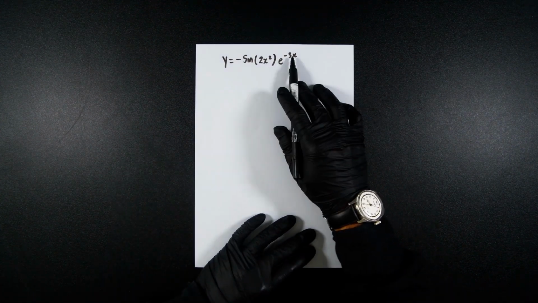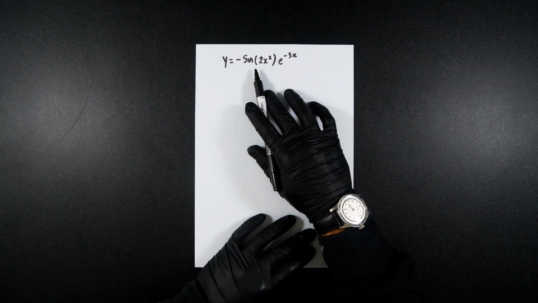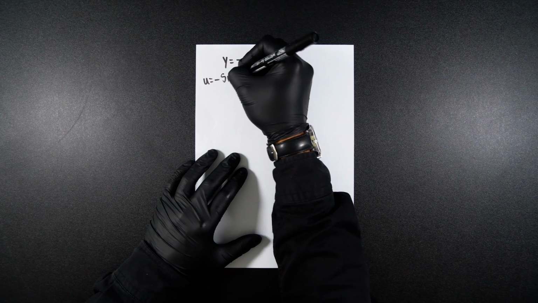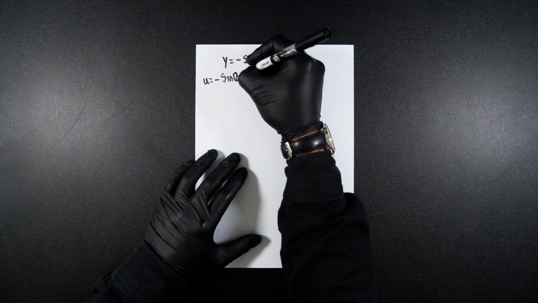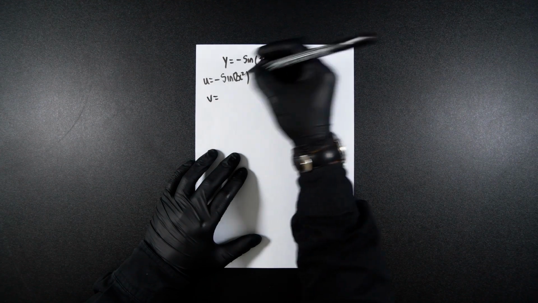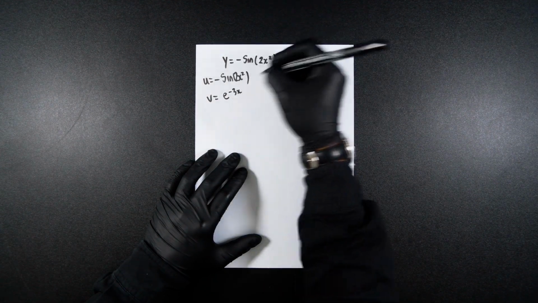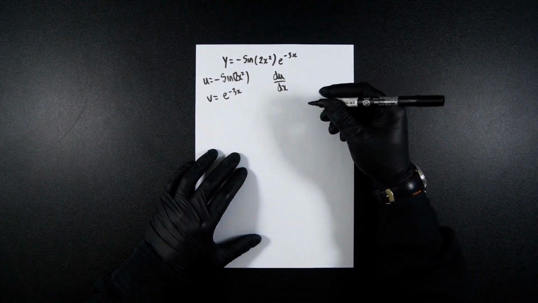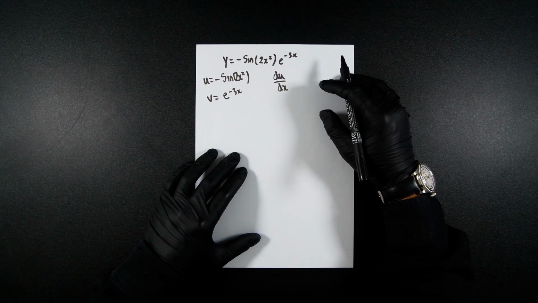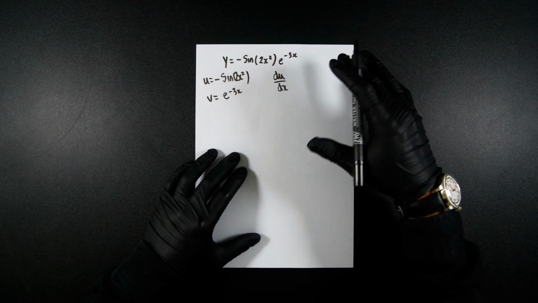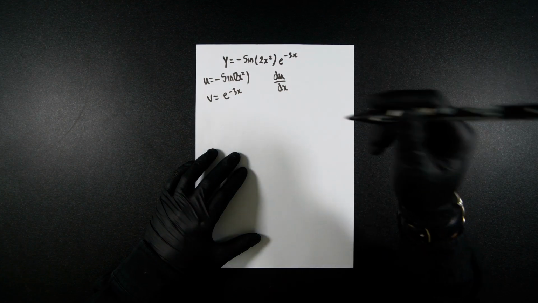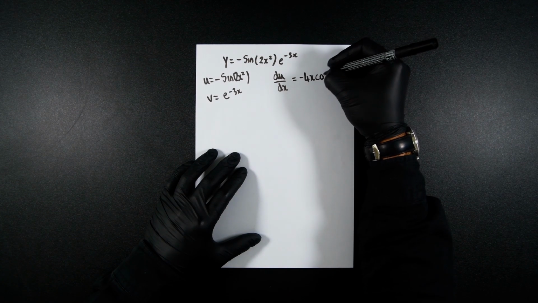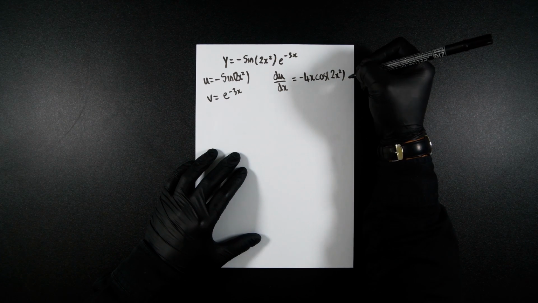Now let's deal with an exponential and something to do with trig. Let's make u equal minus sine of 2x squared, and let's make v be e to the minus 3x. du dx you would use the chain rule for. However, in this question, I'm not going to do it completely. If you want to see a video on the chain rule, you can go and check that out in the link in the description. So you're going to have minus 4x cos 2x squared.